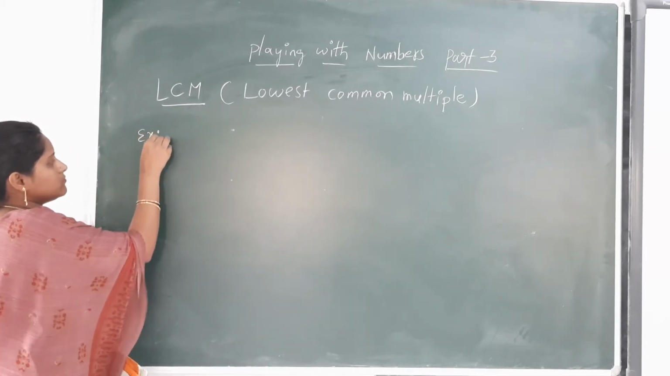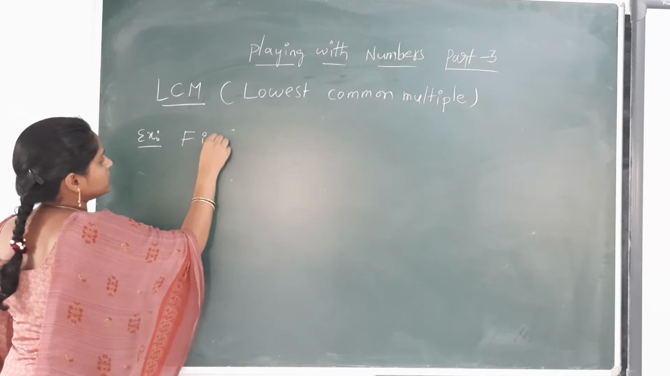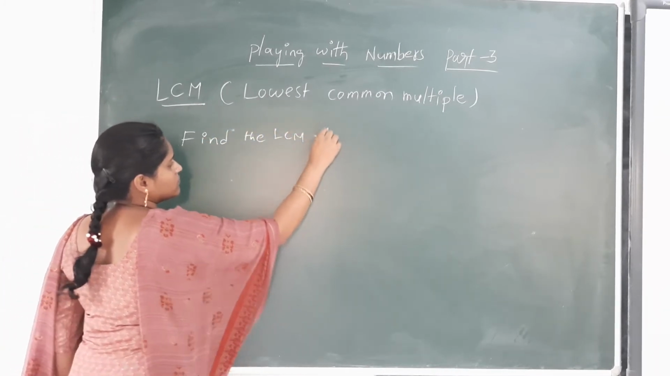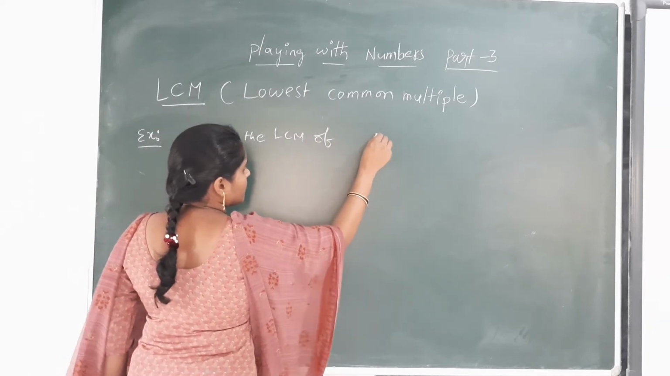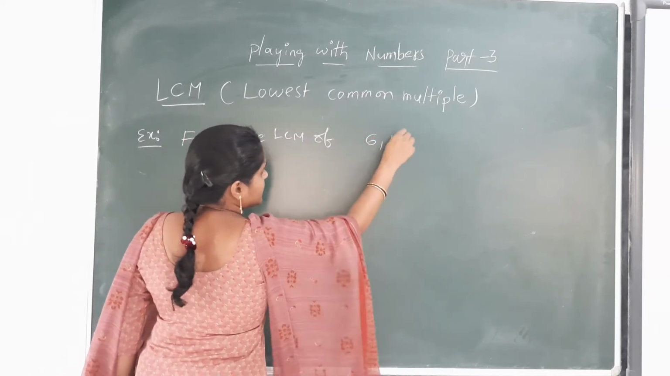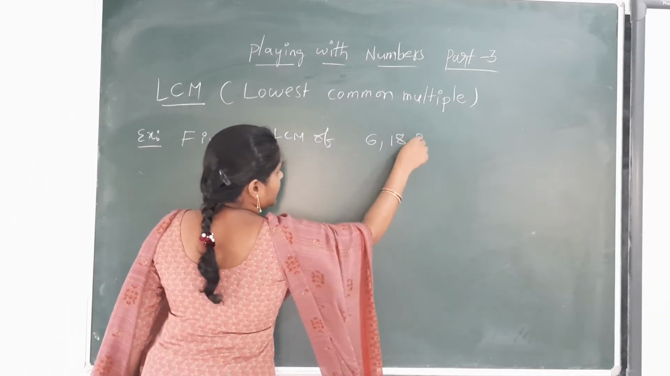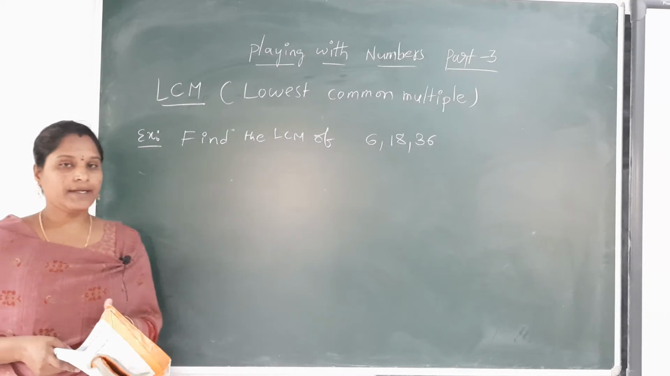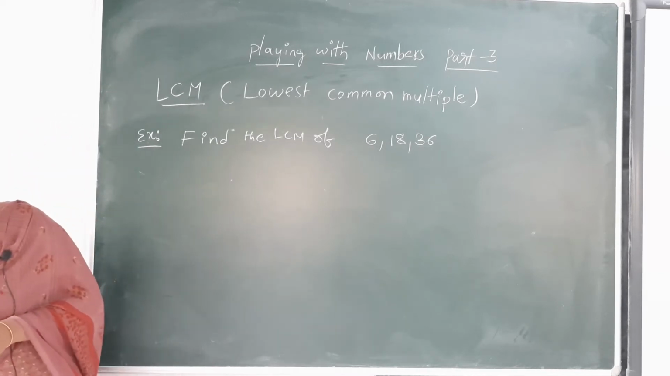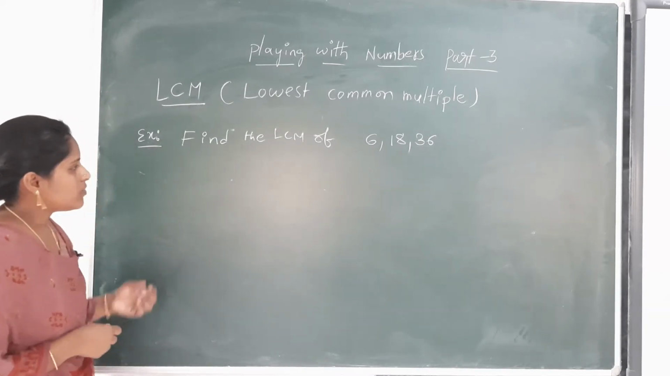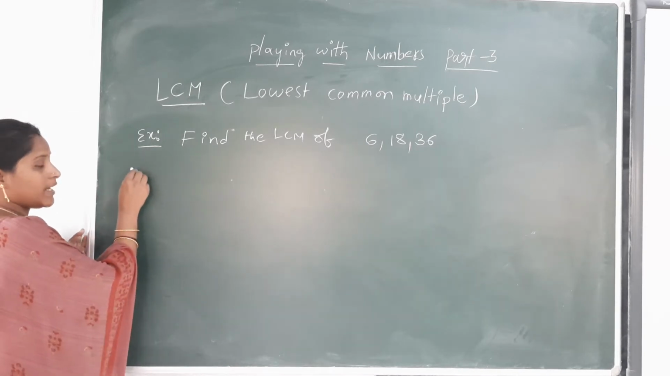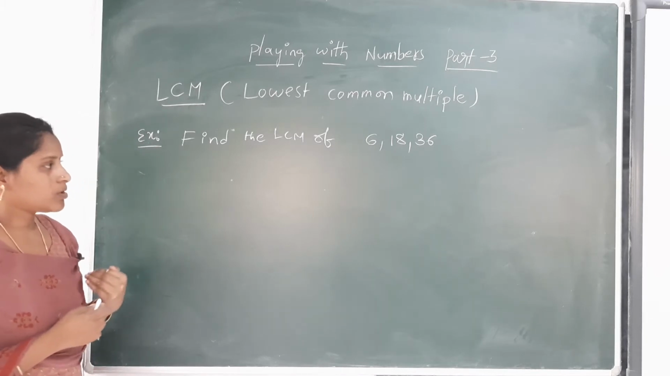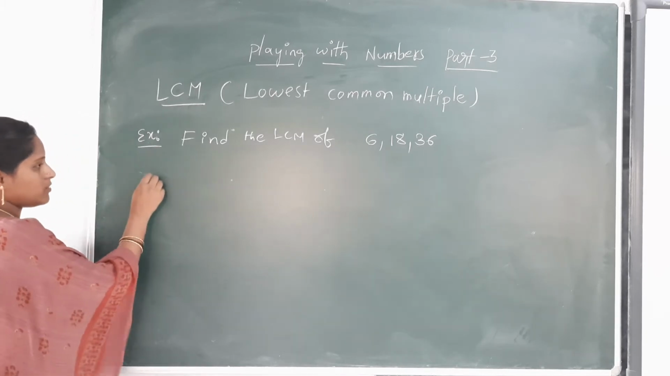Another example. Find the LCM of 6 and 18 and 36. Now we have taken three numbers, 6, 18 and 36. First we are going to find it by the prime factorization method. The multiples method is very easy, so we are going to find it through the prime factorization method.